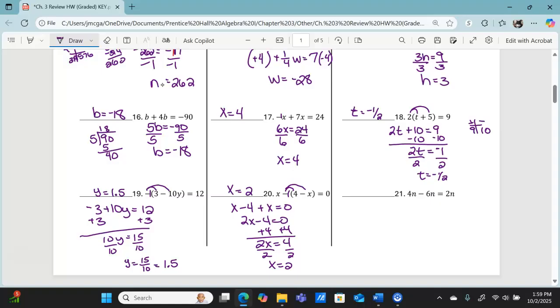On number 21, positive 4, negative 6 means I have a negative 2n over here equals 2n. So subtract 2n from both sides. You would get 0 equals negative 4n. Divide by negative 4. 0 divided by anything is 0. So we get n equals 0.